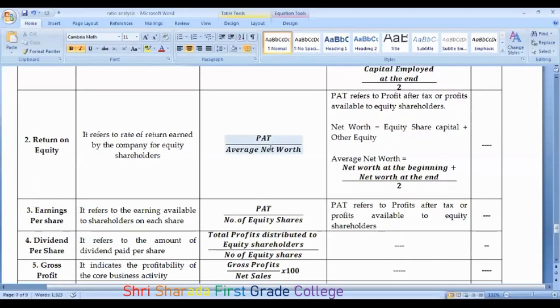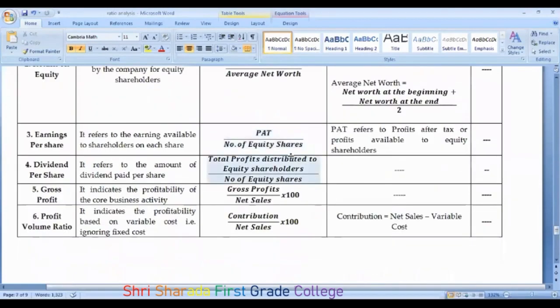Okay, so profit after tax will be compared with average net worth. Now, earnings per share. Earnings per share always deals with the equity shareholders. So what do the equity shareholders get?